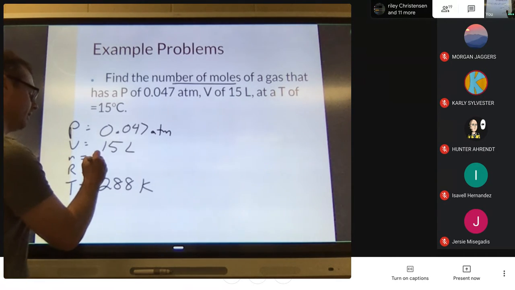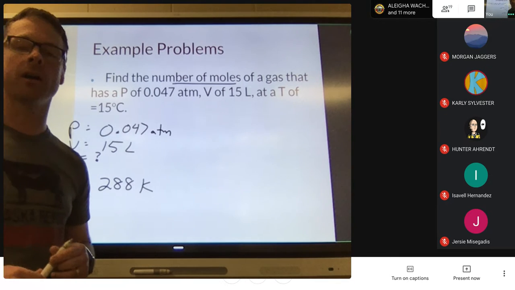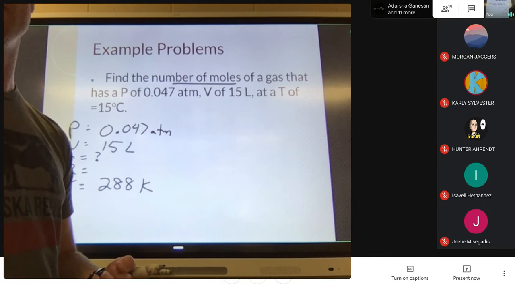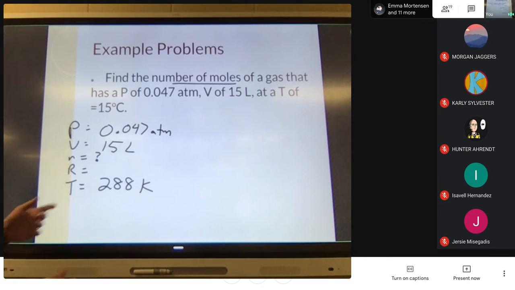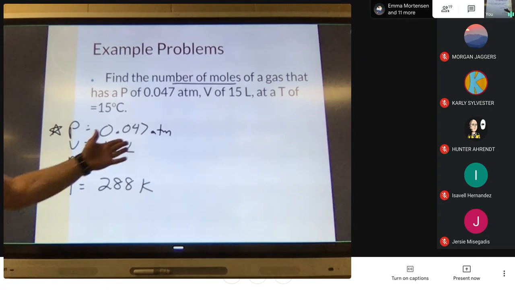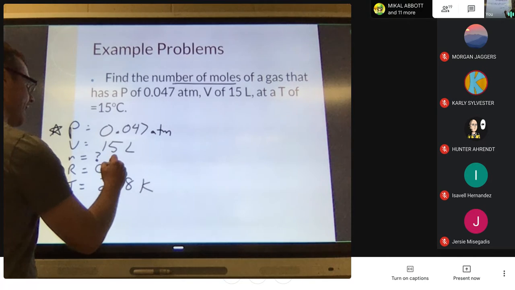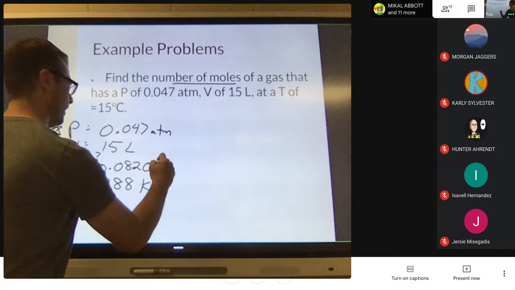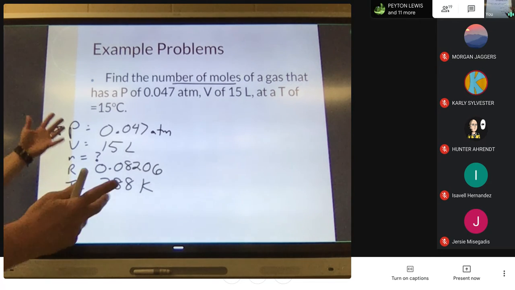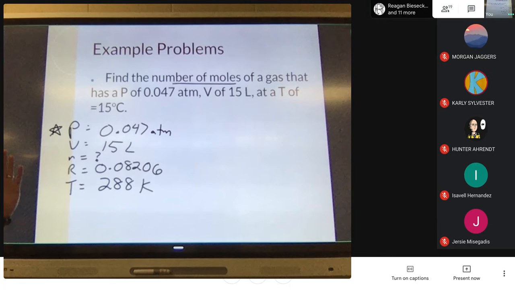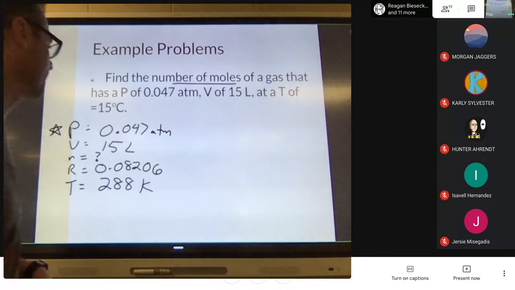Here is the key: use the correct value for R. You have 2 options, 0.08206 or 8.31. Here's how you decide. You go back and look at your pressure. If the pressure is in atm, then you use the gas constant that has atm. I'm not going to write the rest of that because I'm lazy. So here we have P and V. We don't know what n is. We have R, we have T. Everything is in the correct labels, so we can go ahead and plug this into the ideal gas law.